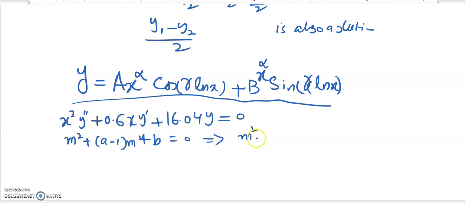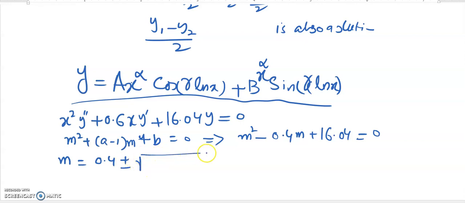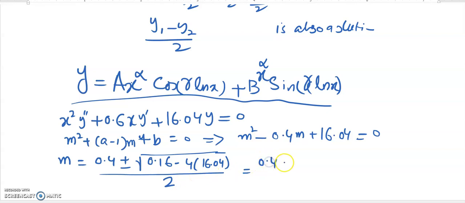So m squared, a minus 1, 0.6 minus 1 is minus 0.4, m plus 16.04 equal to 0, and we can find the roots by the quadratic formula. So it is minus b, so it will be 0.4 plus minus the square root of 0.16 minus 4 times 16.04, divided by 2.